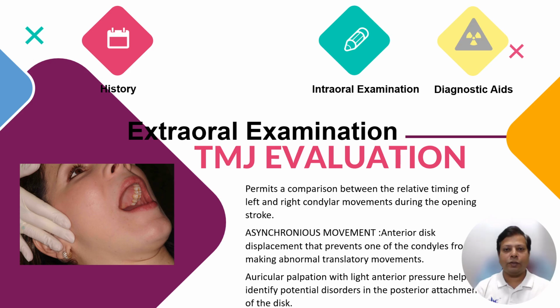Under TMJ evaluation, we basically place our index, middle and ring finger over the temporomandibular joint and ask the patient to open and close, and we approximate the movement of the joints, whether they are synchronous or asynchronous in nature. Usually asynchronous movements are detected when there are anterior disc displacements, and auricular palpation with light anterior pressure will help in identifying potential disorders of the posterior attachment of the articular disc.